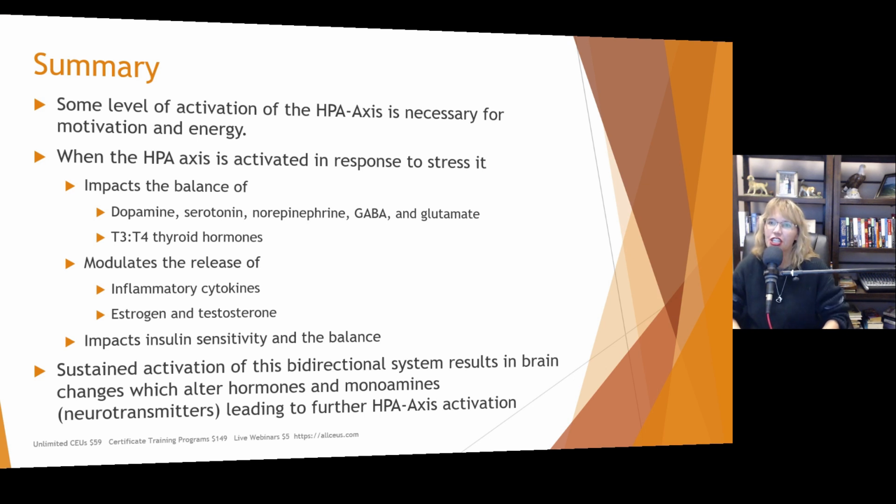Some level of activation of the HPA-Axis is necessary for motivation and energy. When it's activated in response to stress, it impacts the balance of dopamine, serotonin, norepinephrine, GABA, glutamate, and thyroid hormones. It modulates the release of inflammatory cytokines and estrogen and testosterone, and impacts insulin sensitivity and balance. Sustained activation results in brain changes which alter hormones and neurotransmitter balances, which unfortunately causes further HPA-axis activation.